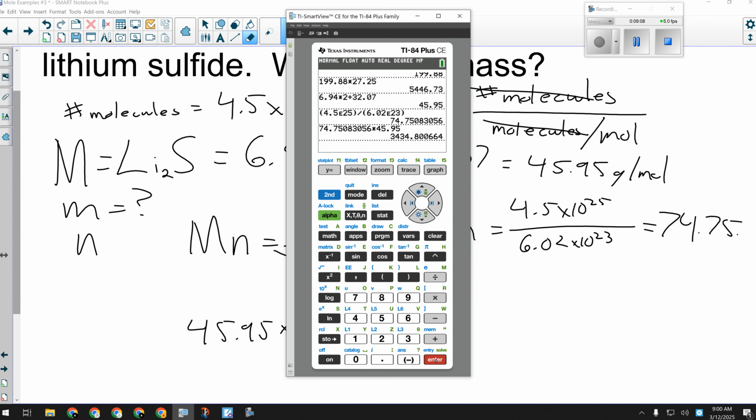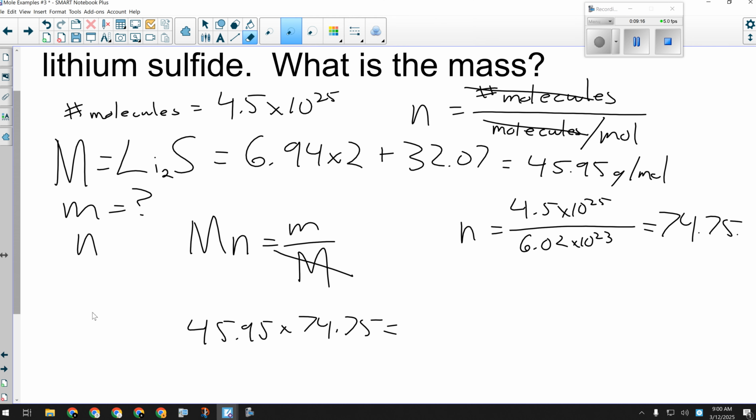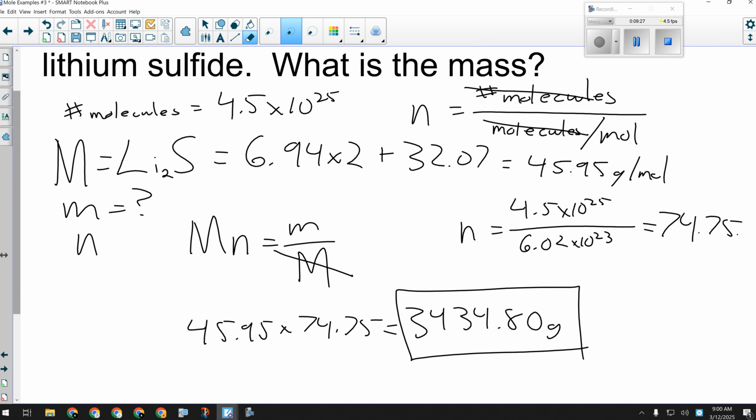Okay, I have a lot of that stuff. Almost 3.5 kilograms of it. So 3,434.80 grams.